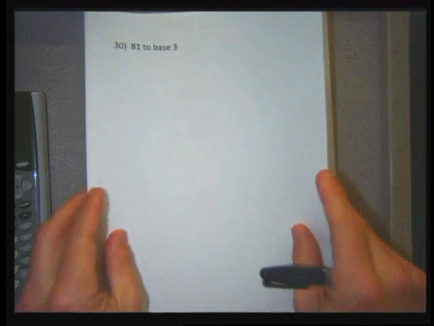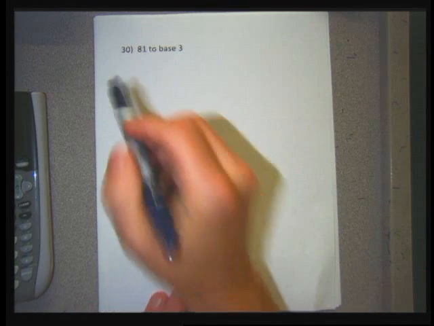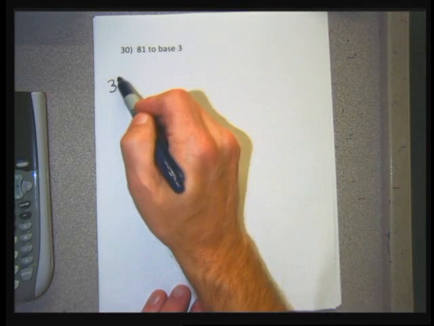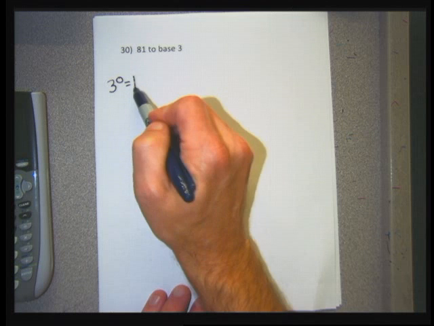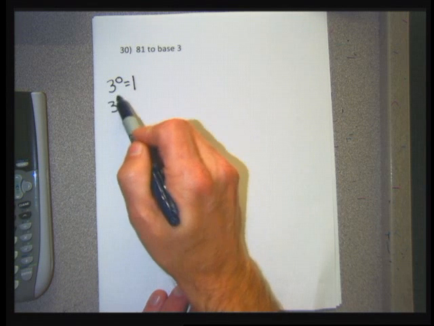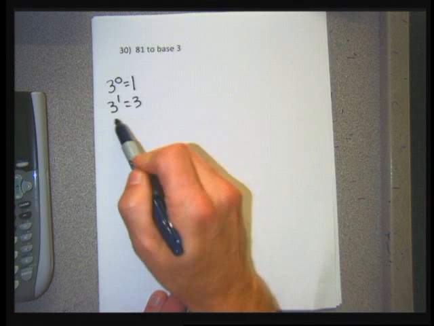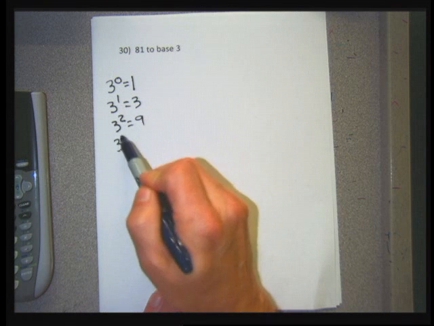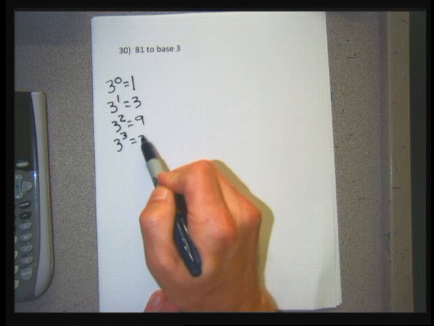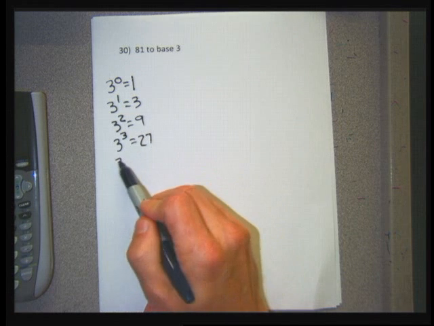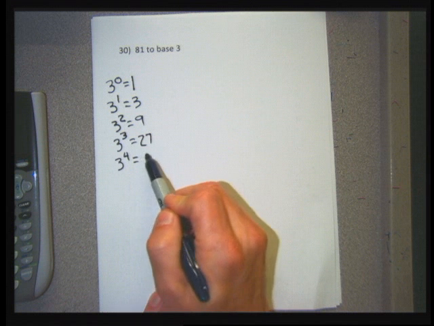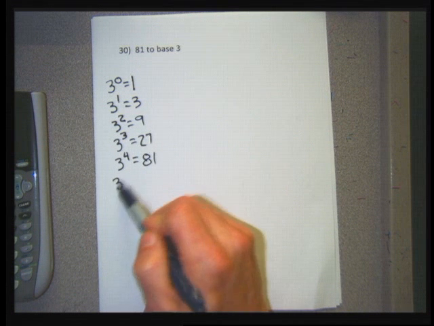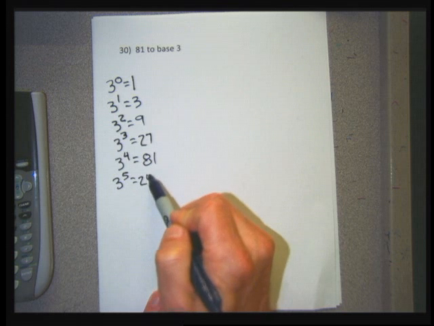I have the same sort of issue with number 30 that I just did. So if I'm doing problem 30, hopefully you can pause the video and work this. I start down and write my powers of 3. 3 to the 0 is 1. 3 to the 1 is 3. 3 to the second power is 9. 3 cubed, I don't need my calculator for, but you can use your calculator if you don't know that 3 cubed is 27. 3 to the fourth power is 81. 3 to the fifth power is too big, it's 243.